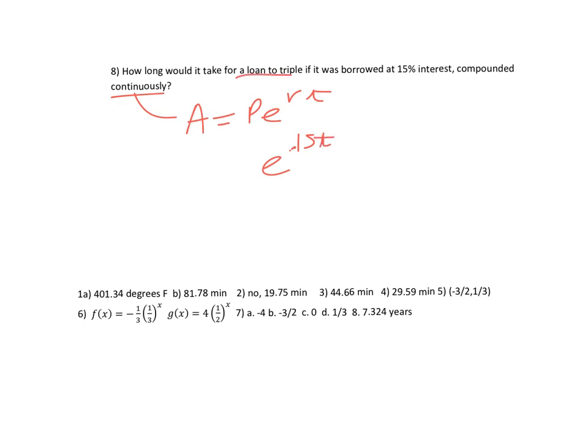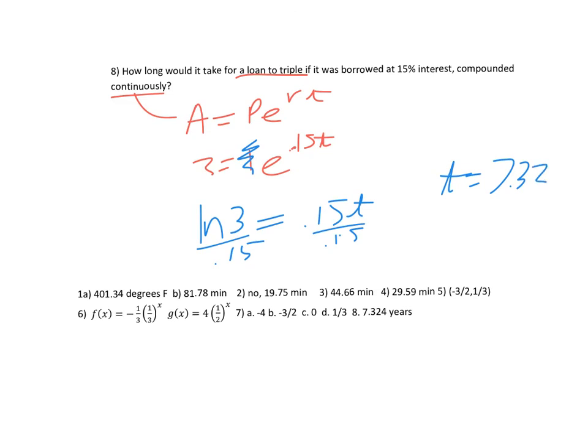And then it says for a loan to triple, so we can really use any numbers we want as long as A is 3 times as much as P. I would use 1 and 3 though. And so then I can just scribble out the 1 since I'm really just dividing it over to the other side. But now I can switch it into log form, which is base e. So I put ln of 3 equals 0.15t. And then we'll just divide by 0.15 to both sides. So we get ln 3 divided by 0.15. So t equals 7.32 years.